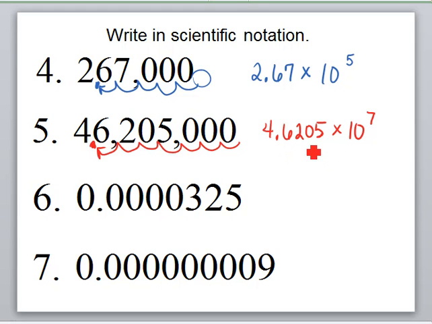Because you want to make this 4.6205 into 46 million, we need this to be a positive exponent, so we're multiplying it by a really, really large number so it can become large again.